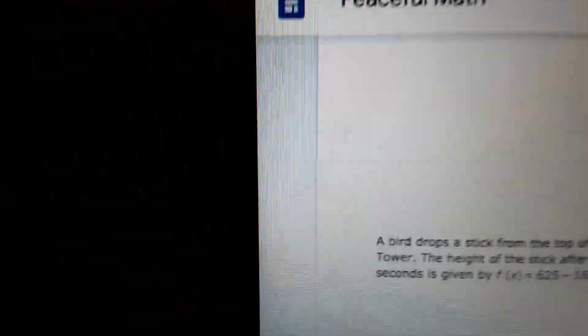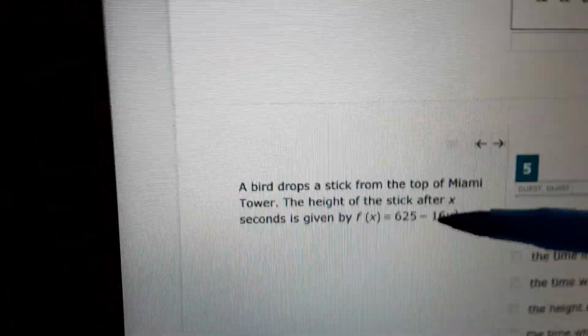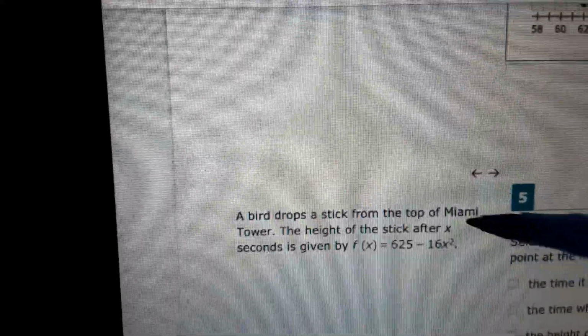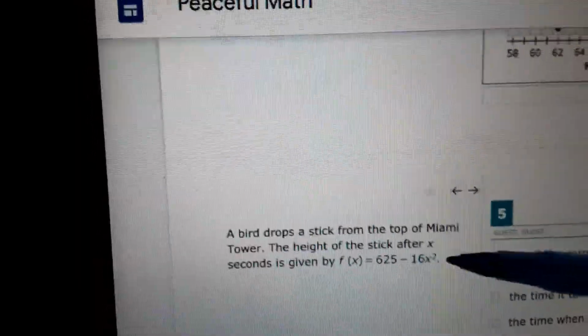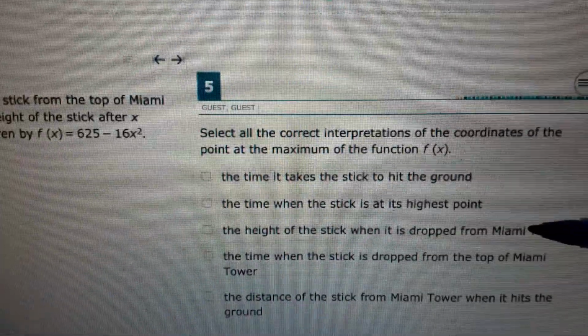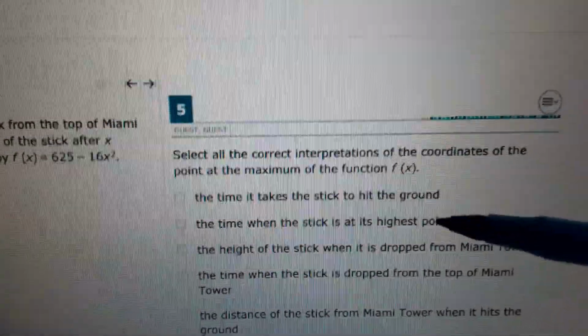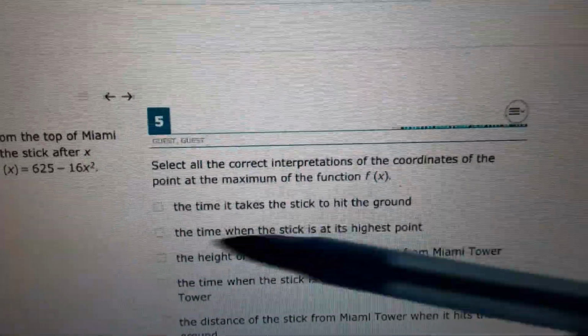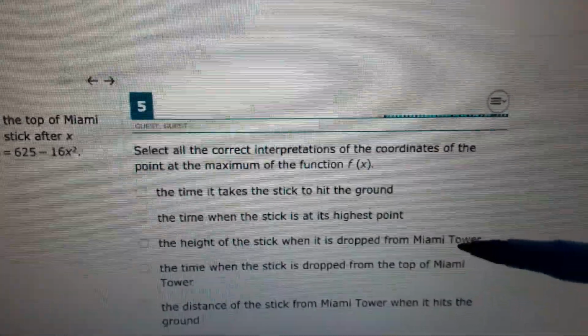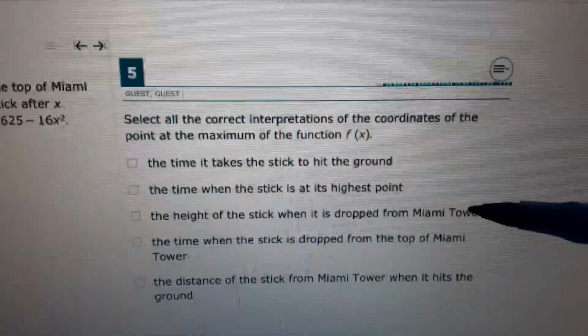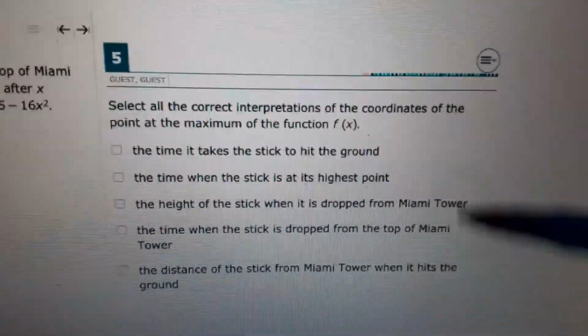What is this? The bird drops a stick from the top. The height of the stick is at 0 seconds. Okay, 0 seconds. The time when it's at the highest point, but it's not the time. So it has to be this one here. The time when the stick is dropped.